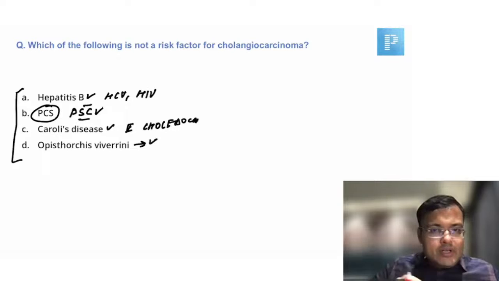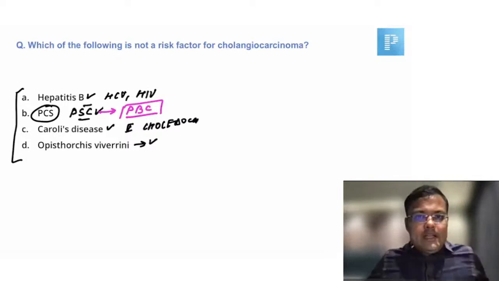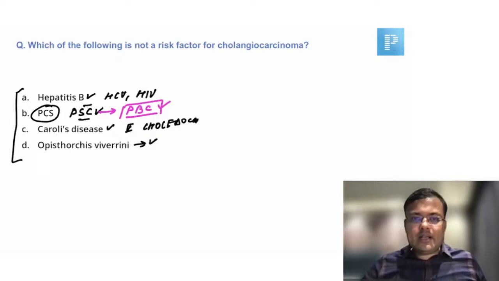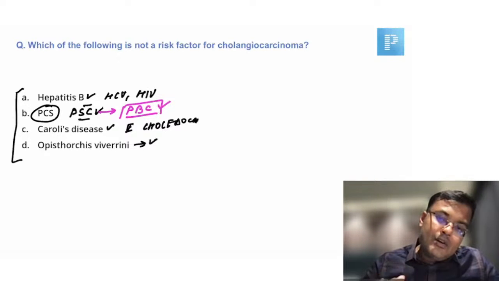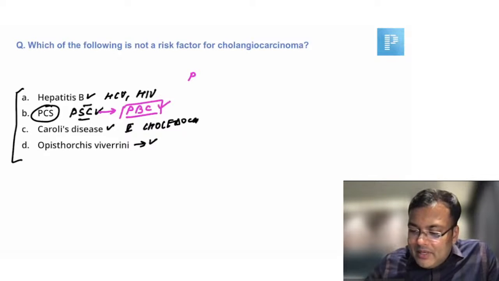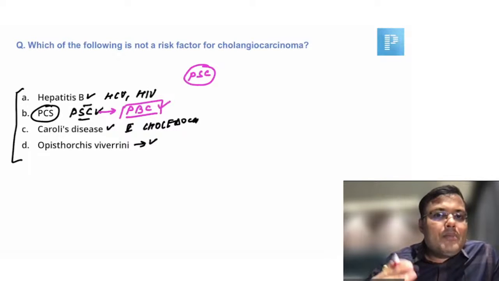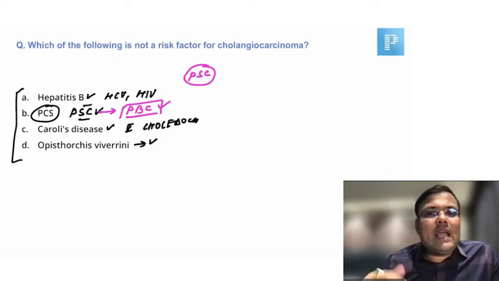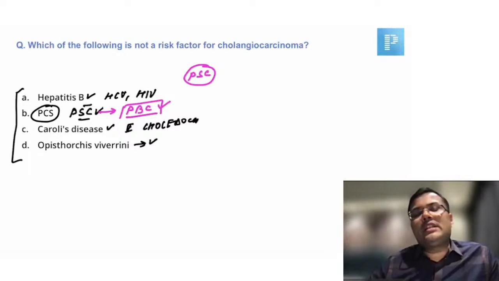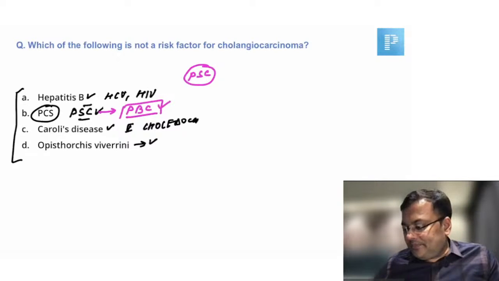But in one recall, I saw that primary biliary cirrhosis is mentioned. So if in place of primary sclerosing cholangitis there is primary biliary cirrhosis, then this would be the correct answer. Primary biliary cirrhosis is a risk factor for HCC, hepatocellular carcinoma. It's not a risk factor for cholangiocarcinoma, but primary sclerosing cholangitis is a risk factor. Got it? Hepatitis B virus, primary sclerosing cholangitis, Caroli's disease, Clonorchis sinensis, Opisthorchis viverrini, all are risk factors. Okay. So if primary biliary cirrhosis is there, most probably that would be the answer.